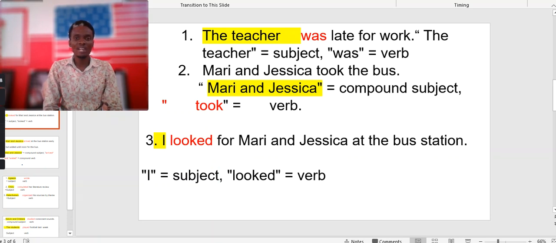I looked for Mary and Jessica at the bus station. Here, I is your subject, because I am the one who looked for Mary and Jessica. So I perform the action of looking for them. Looked. So let's proceed.